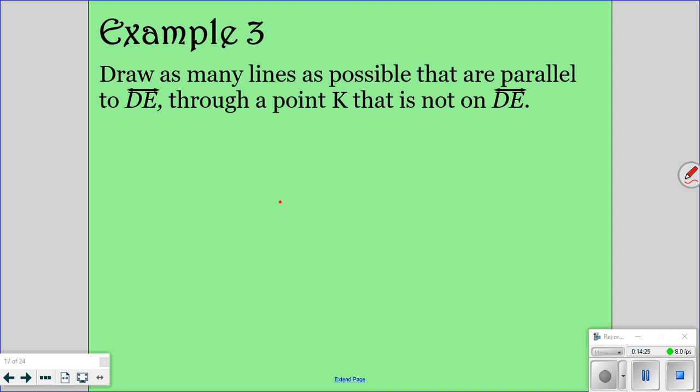So we have a line DE. And we have a point K that is not on line DE. And it says draw as many lines as possible that are parallel to DE that go through point K. So how many lines can we draw? Only one. And that's from the parallel postulate that we just looked at.